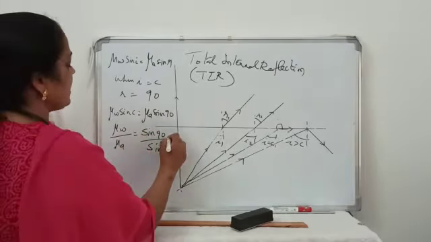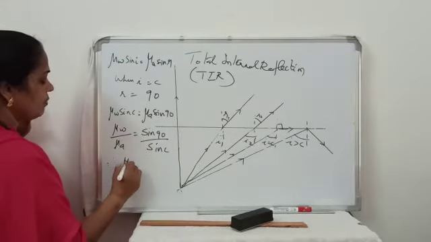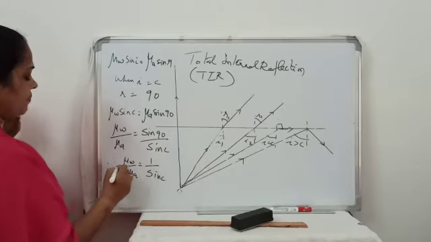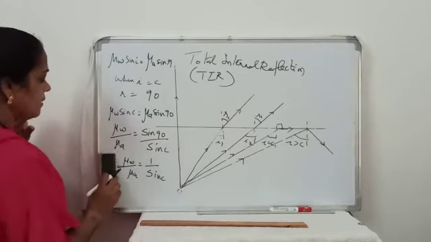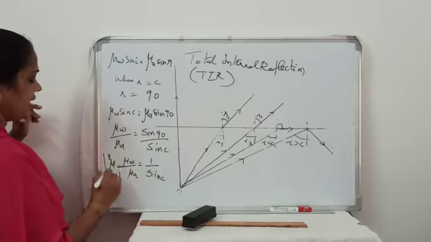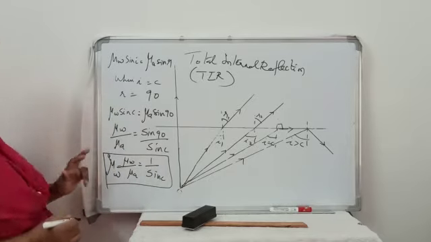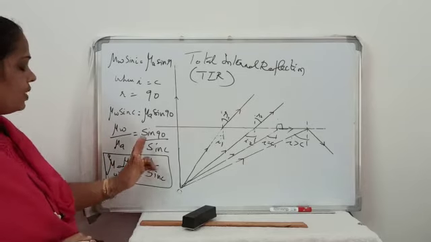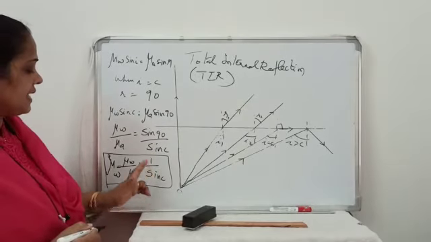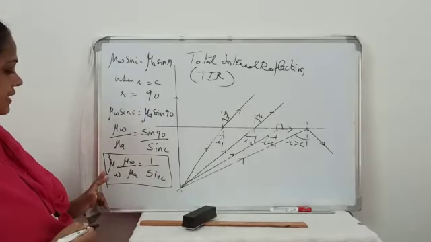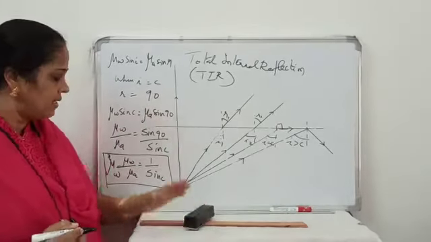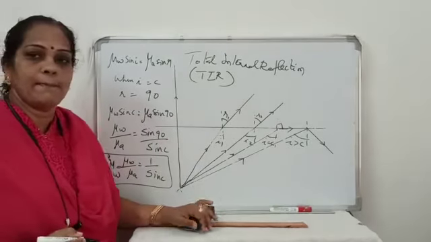But sine 90 is equal to 1. Therefore, mu W by mu A equal to 1 by sine C. This can also be written as mu WA, the refractive index of the denser medium with respect to the rarer medium, equal to 1 by sine C, where C is the critical angle. Now this is the third definition for refractive index. The first we saw is Snell's law. The second we saw is real depth by apparent depth. And the third is mu equal to 1 by sine C.